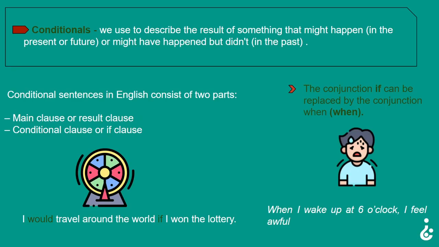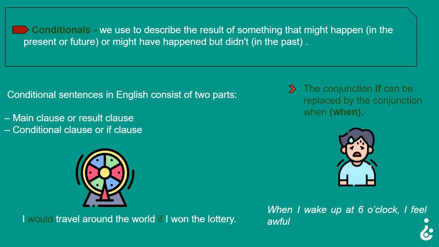So, what are conditionals? We use conditionals to describe the result of something that might happen in the present or future, or might have happened but didn't in the past. Conditional sentences in English consist of two parts: the main clause or result clause, and the conditional clause or if clause. I would travel around the world if I won the lottery.